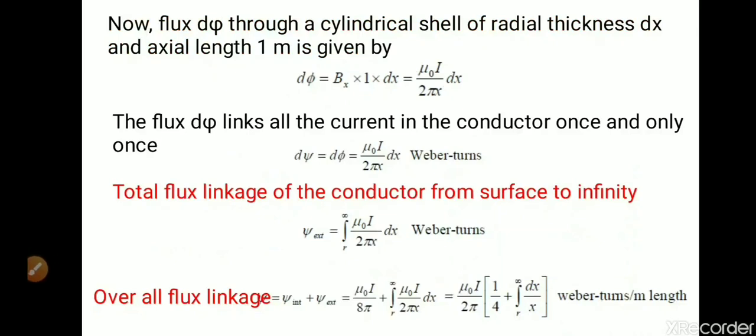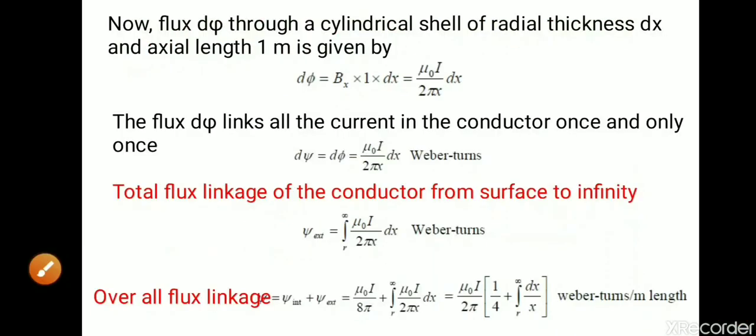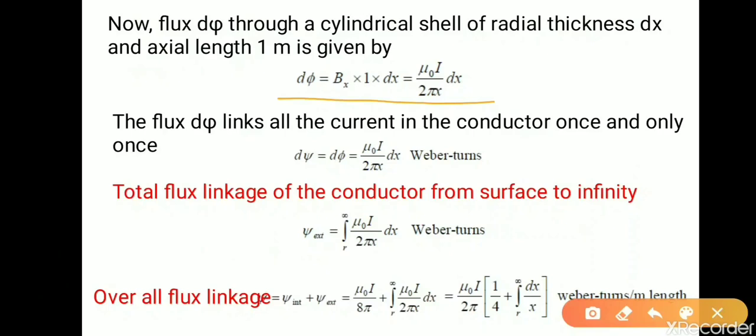Now the flux dφ through the cylindrical shell of radial thickness dx and the axial length of 1 meter is given by dφ = B(x) × 1 × dx. We are considering here the length as 1 meter, so this is equal to μ₀I/(2πx) dx, as this value we have already obtained in the previous equation.